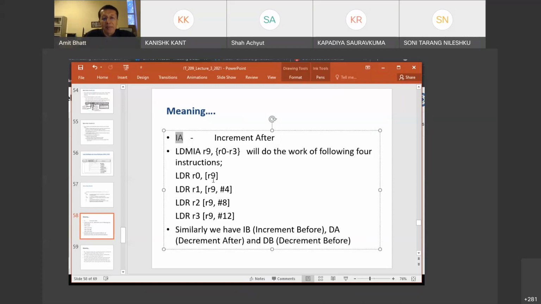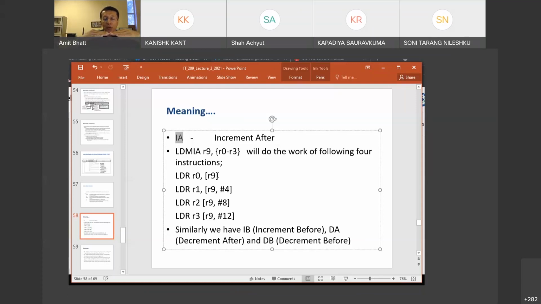Similarly, you can have decrement after and decrement before. That means, do you want your array to grow down or to grow up? If your memory locations start from 0, 1, 2, 3, 4, 5, 6, think of it as growing down, so from here you want to go here, here, here, here in storing your array. Some people like 0 at the bottom and then keep on going up. So it depends on your design style. How do you like to define your stack?